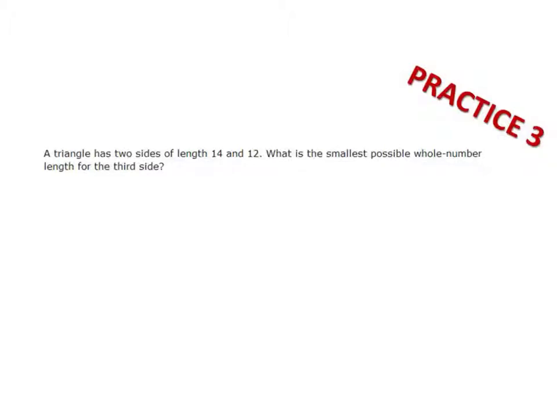Your turn. A triangle has two side lengths of 14 and 12. What is the smallest possible whole number length for the third side?